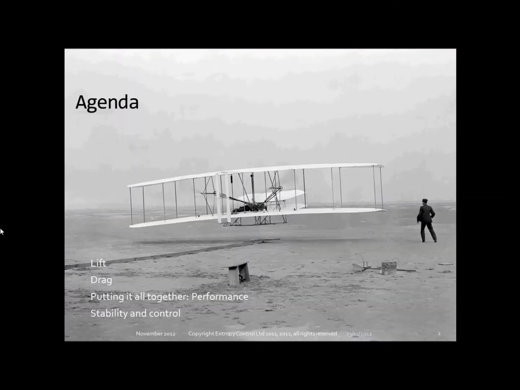We have four lectures in the series: lift, drag, performance, and stability and control. Anybody recognize this picture? This is from over 100 years ago, and it's the picture of the Wright Flyer on its first flight at the Kill Devil Hills. This was done after years of research, much experimentation and analysis, and it was all self-funded.